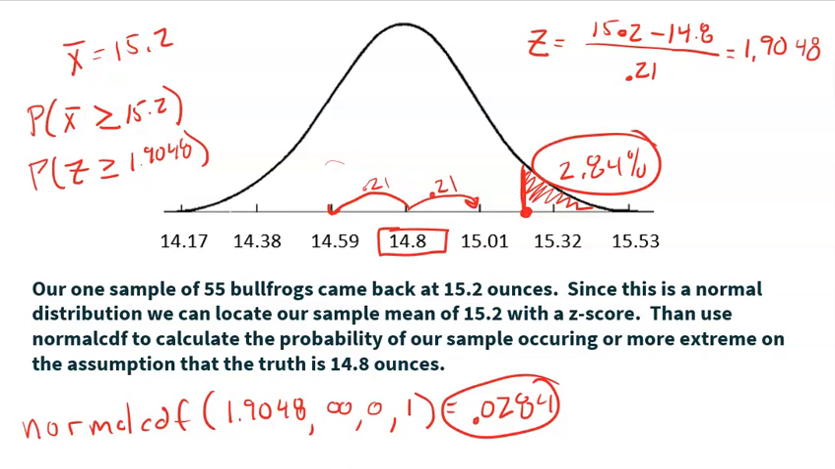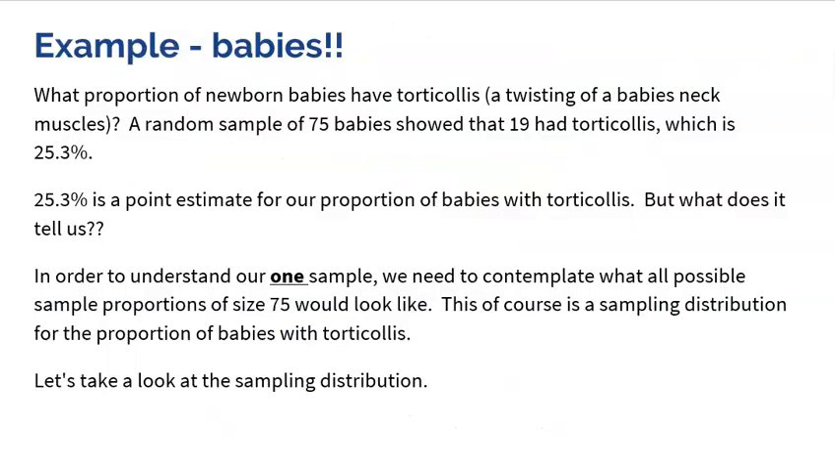Now, this phrase p-value only applies to sampling distributions. So all the other probabilities that we've done before that deal with populations or deal with individual things, do not use that term p-value for, please. All right, so let's do another example, because the more examples you see, the more familiar you will get with this. All right, what proportion of newborn babies have torticollis?